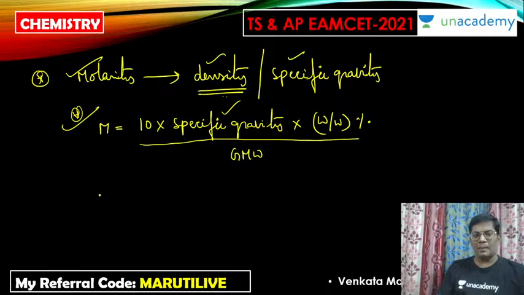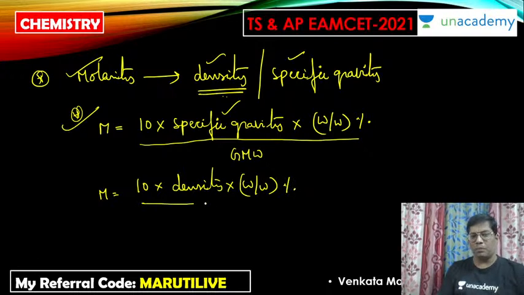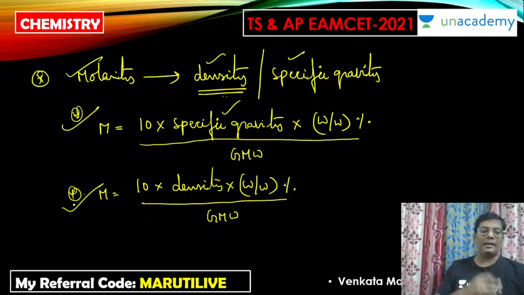In the same way, suppose if you have the density only but not the specific gravity, then 10 into density into weight percentages by GMW. This is also one of the important formulas to calculate the molarity of a given solution.